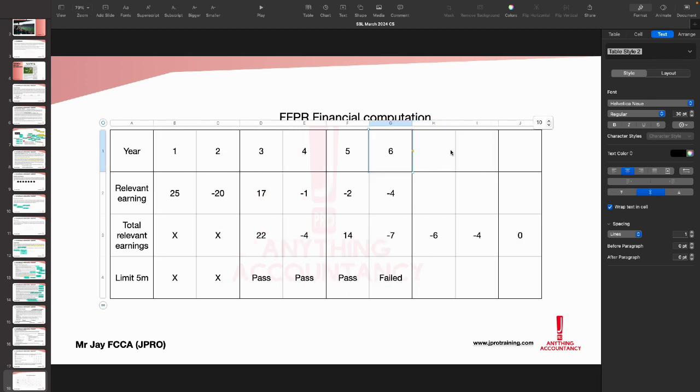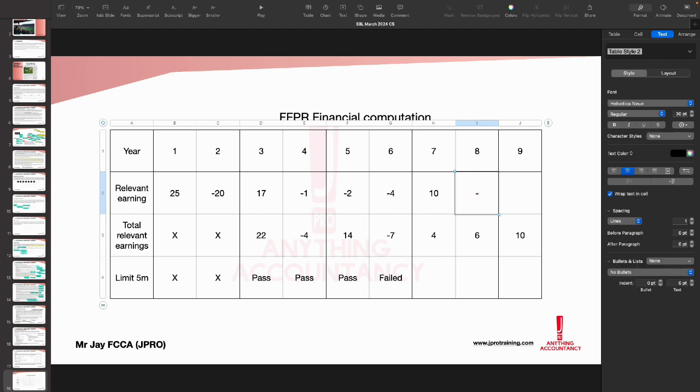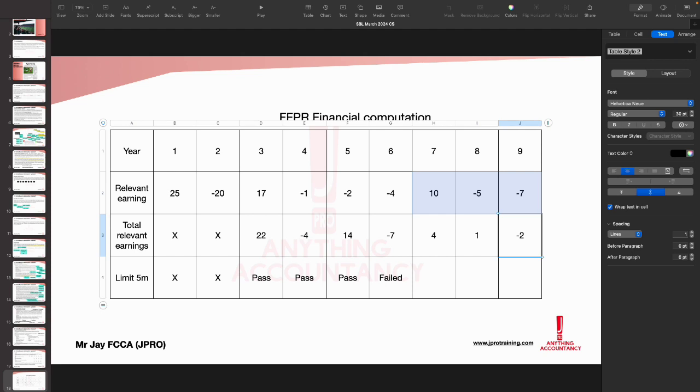Like, they might say, okay, we're going to do forecasts. This is year 7, year 8, and year 9. And then they say, okay, we're going to have 10 here. We suspect we're going to end 10. This is going to be like minus 6, minus 5, and then we're going to say this one is going to be minus 7. So what happens here? You're still safe.